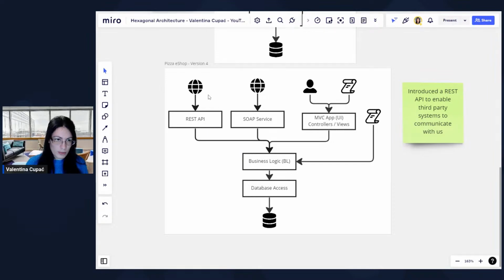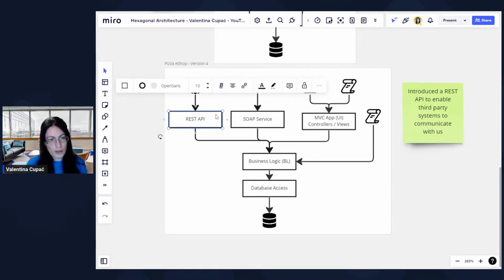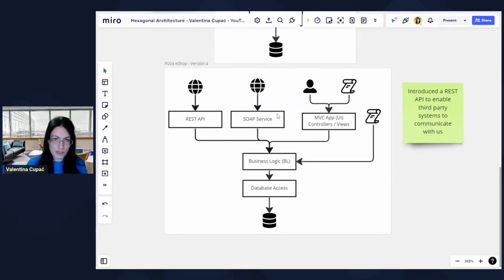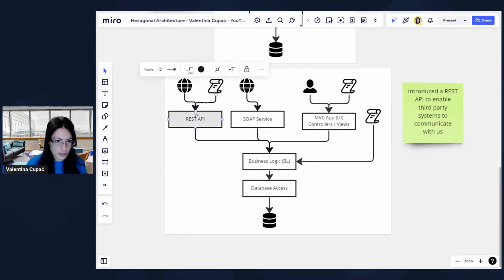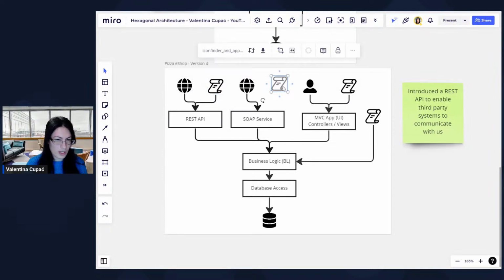The next problem that we're faced with is how do we know that this REST API is working, or is our SOAP service working? Do we just ship it to the third-party system and let them test, or perhaps we should be doing the testing? So we also should be introducing automated tests there as well, which test, for example, the REST API endpoints and just make sure that we have the right connectivity.